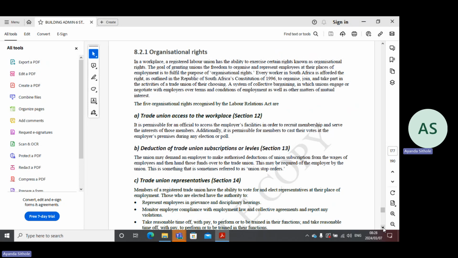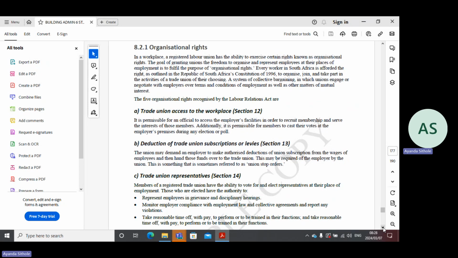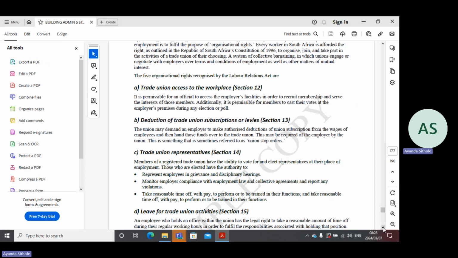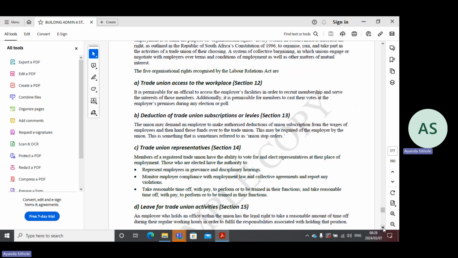So it is important to know about this organization. We have 5 organizational rights recognized by the Labor Relations Act, which is trade union access to the workplace. Trade union access to the workplace is whereby it is permissible for an official to access the employer's facility in order to recruit membership and serve the interests of those members.